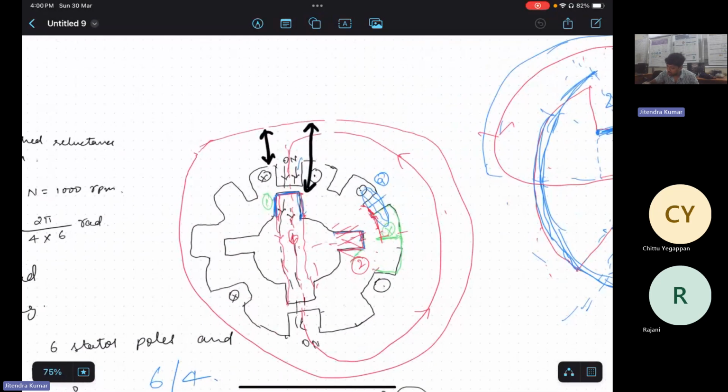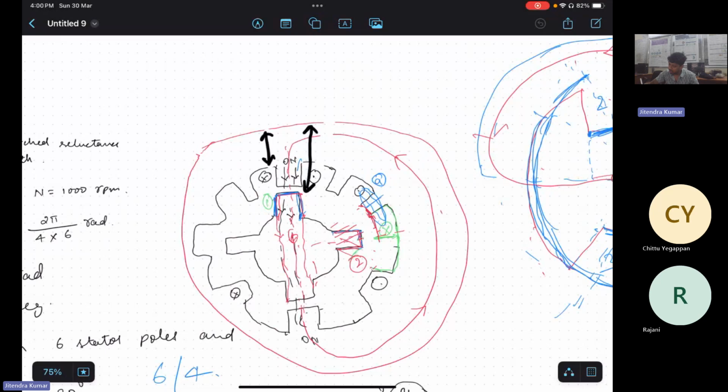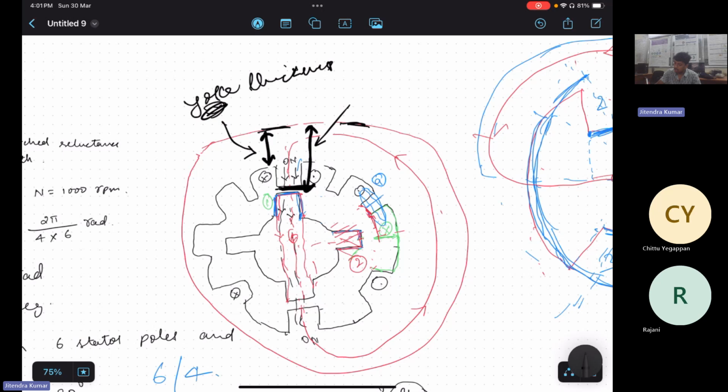See, so this one is the back iron thing, yoke thickness. The entire stator length, and you have to reduce this yoke length also. Outer minus inner, that you did fine, but you did not reduce this yoke thickness, right? You got where you committed the mistake.